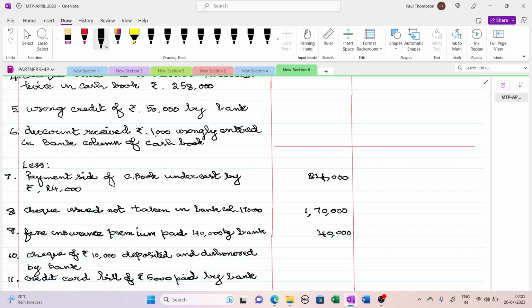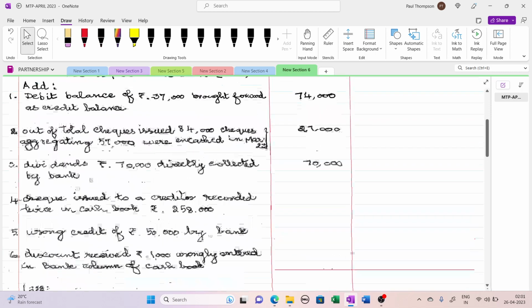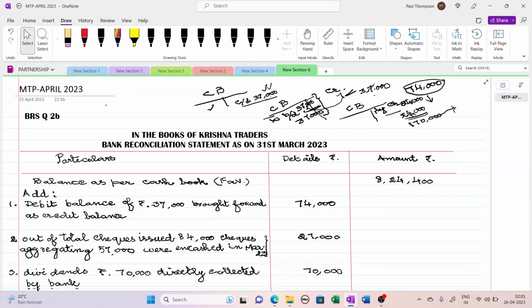One check issued to a creditor, 2,58,000, was recorded twice in the cash book. See here, I am taking the cash book here. What I did, on the payment side, I issued a check to a customer for 2,58,000. If I write like this, it is okay. But what I did, I wrote 2,58,000 one more time. This is recorded twice. It means I am showing more payment of 2,58,000. But the bank will show it only one time.